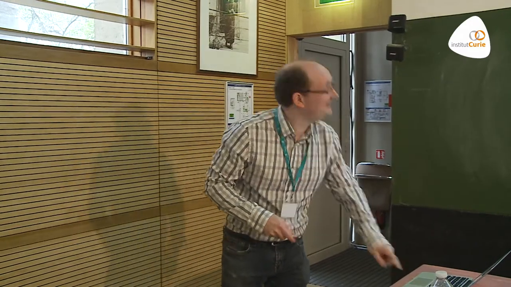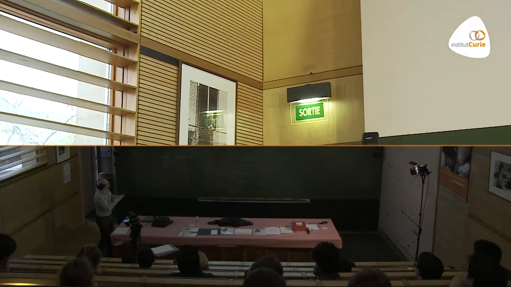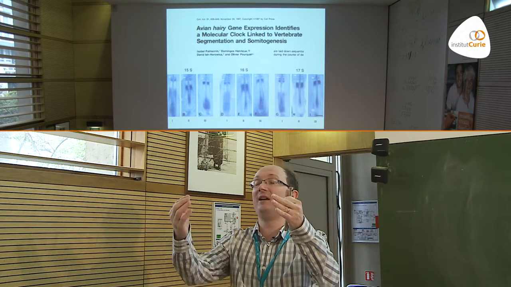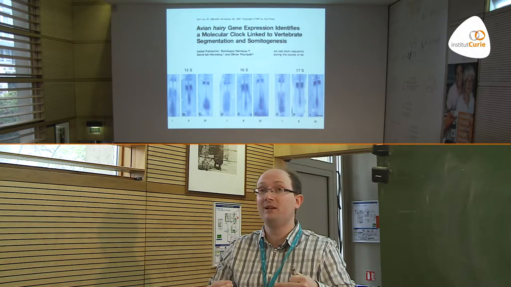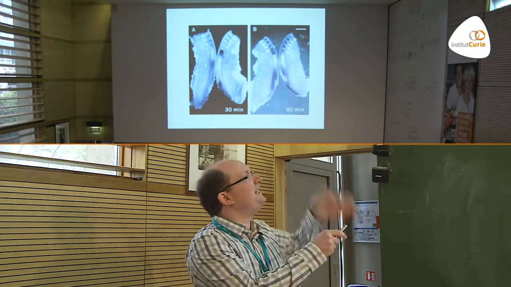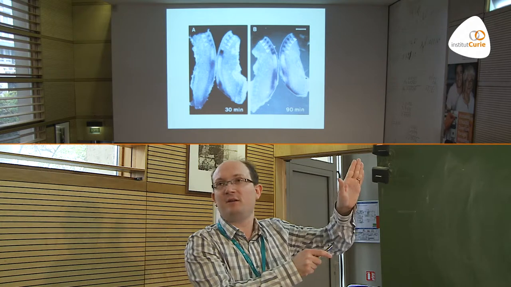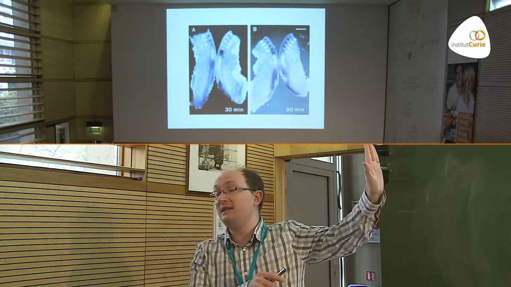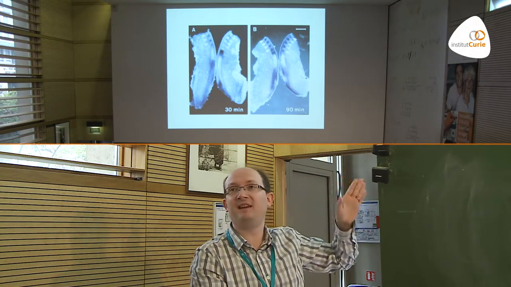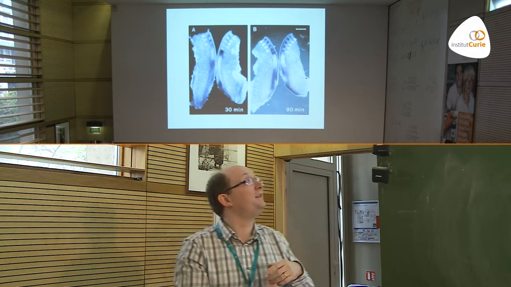Then they did a very, very cool and clever experiment, which is this experiment here. You can see that there is an axis of symmetry here, and it turns out that you can cut the embryo in two, and the two halves are going to develop independently. So what they did, very cool experiment, they cut the embryo in two. Then they fixed one side of the embryo, and the other side of the embryo they waited half an hour or an hour and a half before fixing it, and then they stained both for hairy.